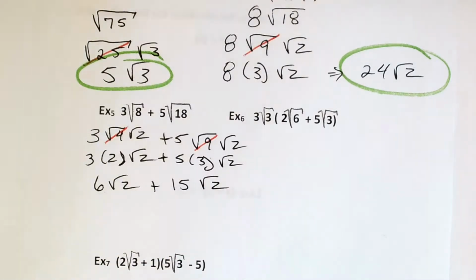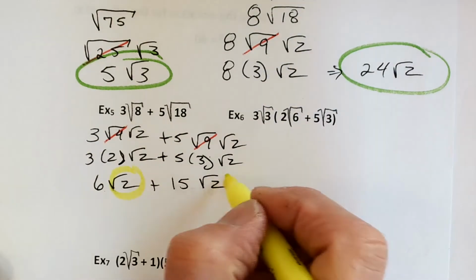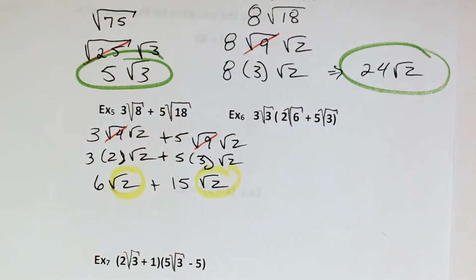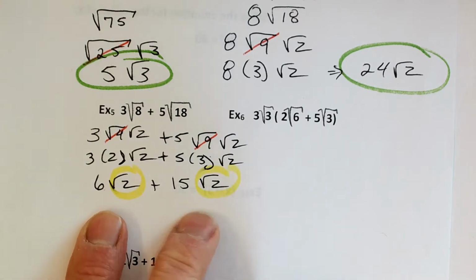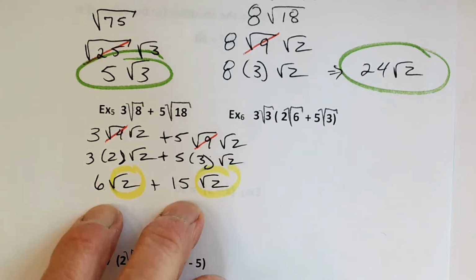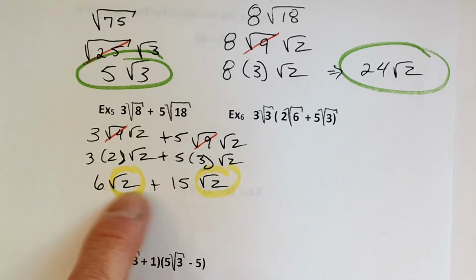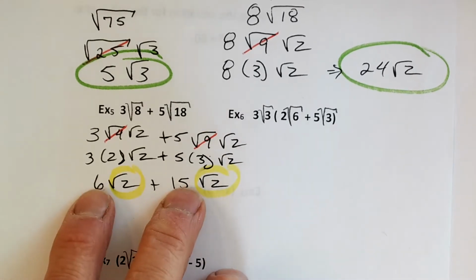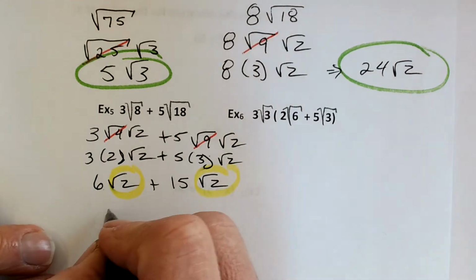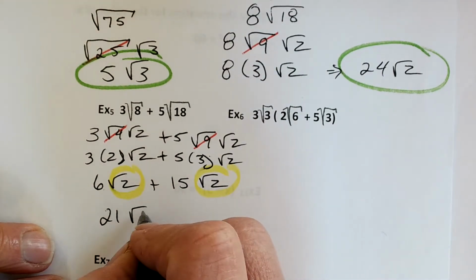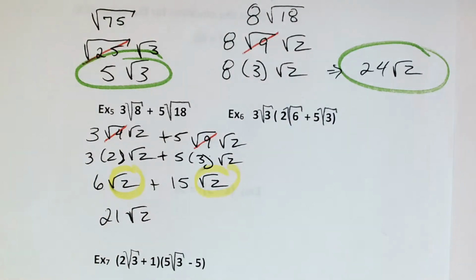Right now, oh, this is nice, because I said you cannot add them unless they're the same, but they are the same, aren't they? So I'm going to say, okay, I got 6 square roots of 2 plus 15 more square roots of 2. So if I add them, I'd have 21 square roots of 2, right? How many square roots of 2? Now I can add them. 21 square roots of 2. Okay.